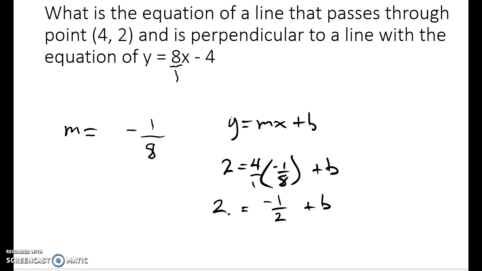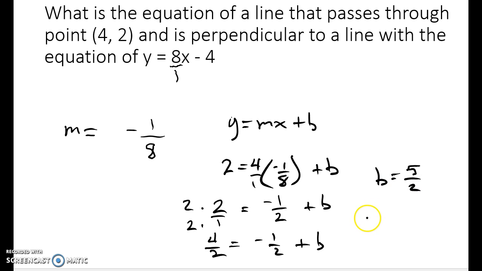And now we're looking at this, and if we take 1/2 away from 2, what do you get? Well, let's find the common denominator. Remember, this is over 1. So I'm going to multiply 2 over 2, and I wind up with 4 over 2 is equal to negative 1/2 plus b. I'm going to add 1/2 to both sides, okay? And I'm going to wind up with b being equal to 5/2. Now I can rewrite my equation with my new slope and my new y-intercept.